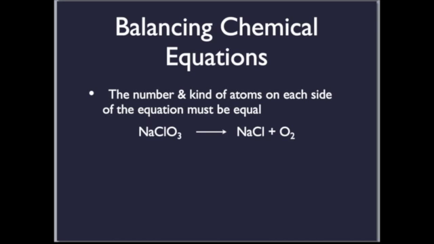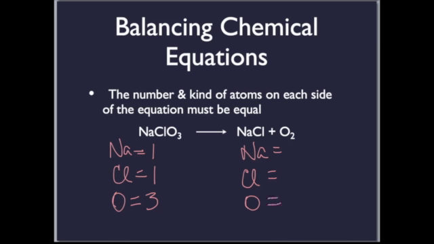That simply means that the number and kind of atoms on each side of the equation must be equal, and we're going to look at this equation as our first example. Alright, let's count how many atoms there are on each side. That's called an atom inventory. There's 1 sodium over here. There's 1 chlorine. And how many oxygens are there? There's 3. Now, write those same elements on the other side in the same order. According to this, I have 1 sodium, 1 chlorine, and 2 oxygens.